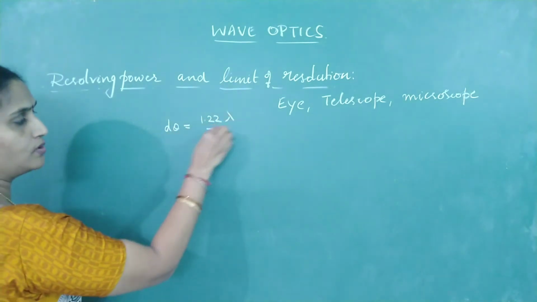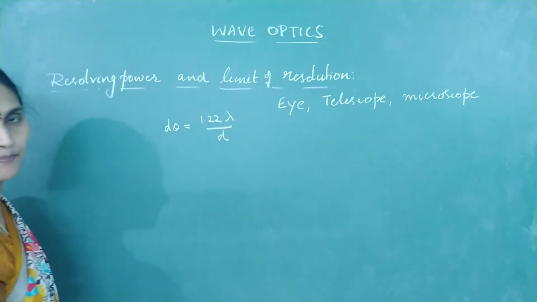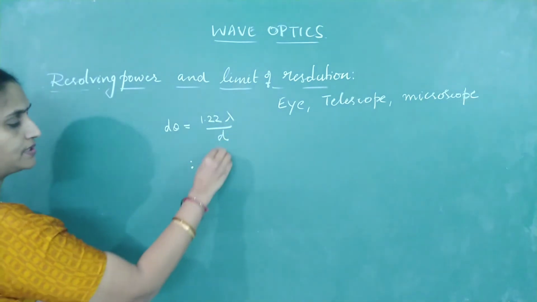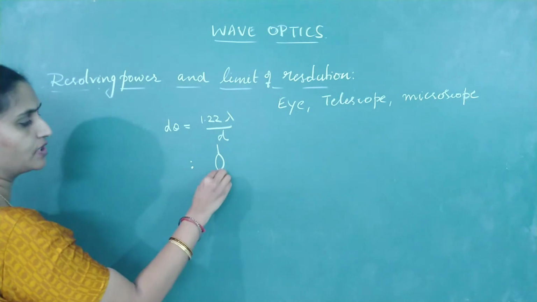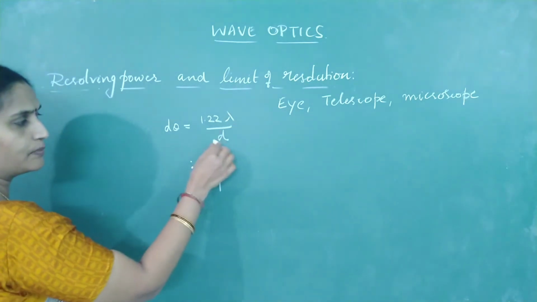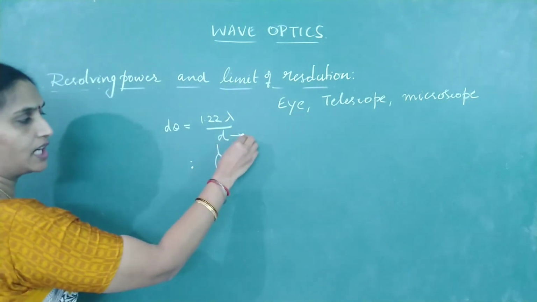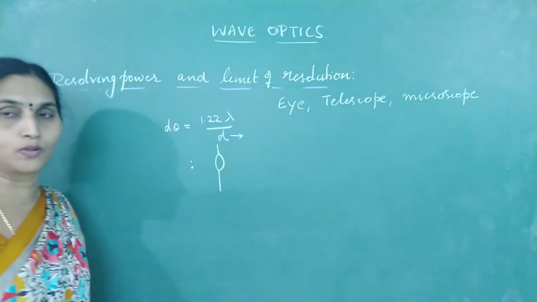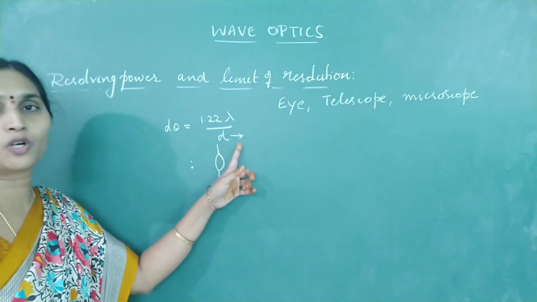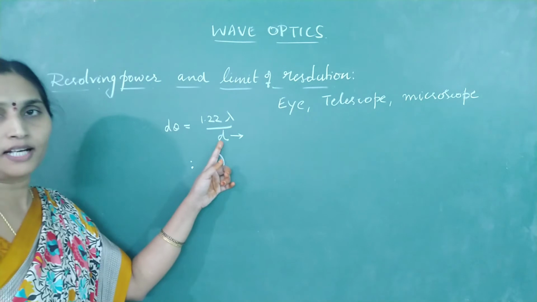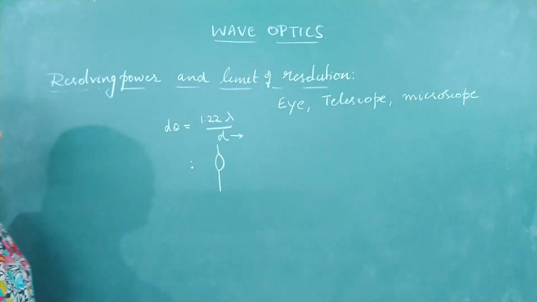It should be 1.22 lambda divided by a d. So if these are the 2 point objects and this is the aperture of your eye. Here d represents the aperture of the eye or aperture of the telescope. If it is a telescope, the aperture of the objective lens. If it is the human eye, the diameter of the human eye, that is the aperture.